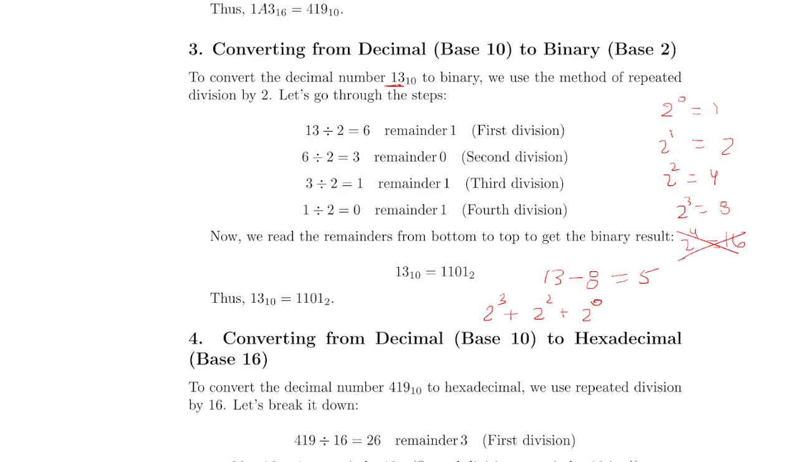And so now we can write this as follows. We can say this is 1 times 2 cubed plus 1 times 2 squared plus 0 times 2 to the first plus 1 times 2 to the 0. And then we're just going to look at the coefficients. There's 1, 1, 0, 1, base 2.